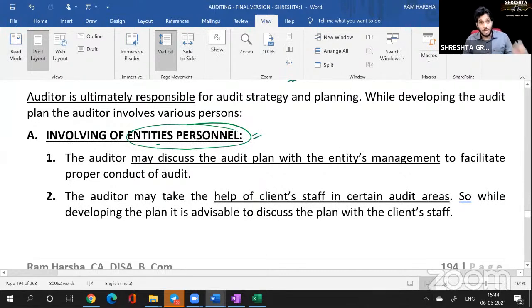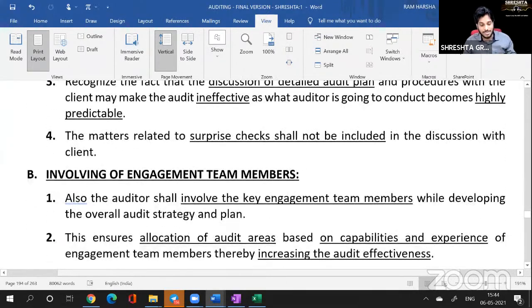Not only them, you will also involve your team members, right? When you're planning, can you plan in isolation without considering your team members' views, their capabilities, all that? So you need to talk to them. You need to talk to management. Just because you're talking to your staff, does it mean they are responsible for strategy and planning? No. For development of strategy and development of the plan, you, Mr. Auditor, are ultimately responsible. That's what this question says.